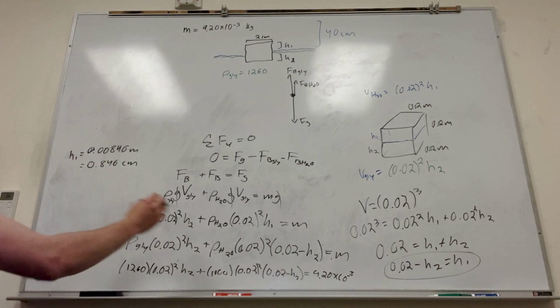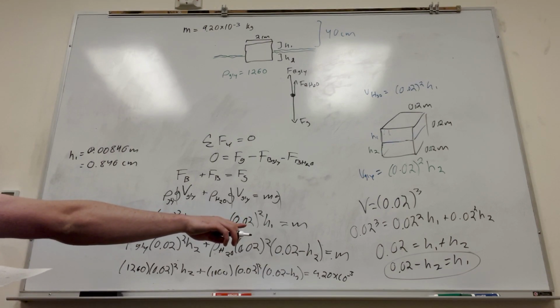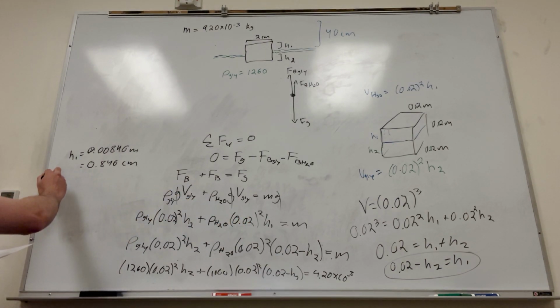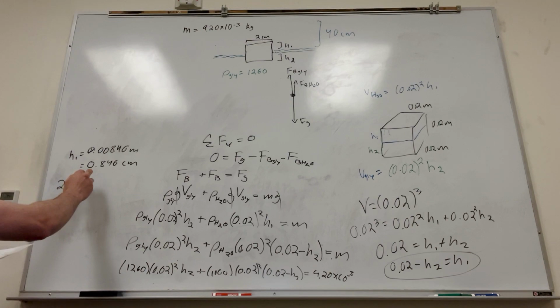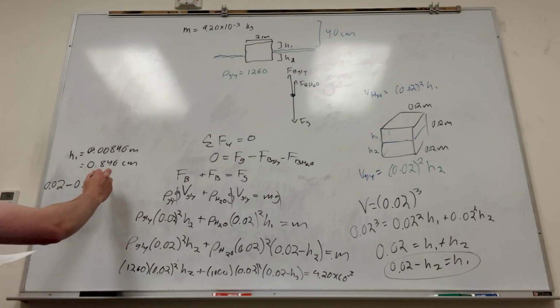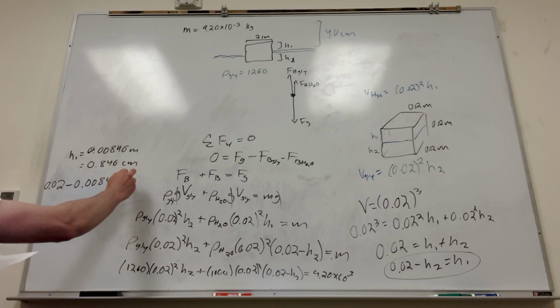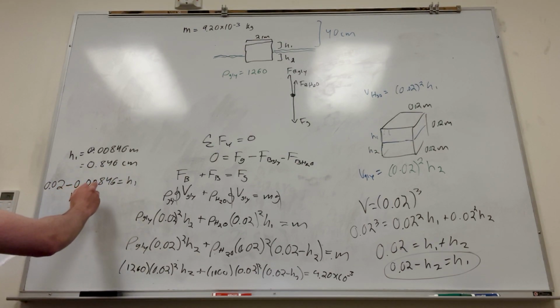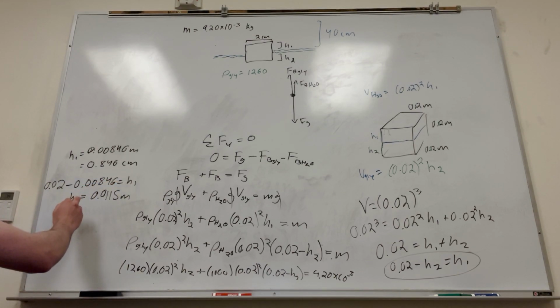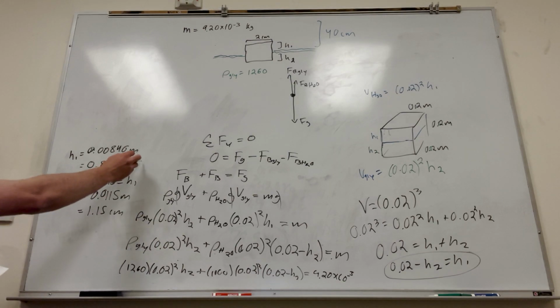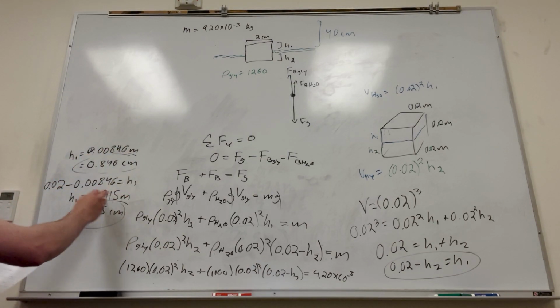So basically, if you want to, you can plug this back into this equation. So it's going to be 0.02 minus 0.00846 is equal to height 1. So height 1 is going to be equal to 0.0115 meters, or 1.15 centimeters. So now we have these 2 centimeters, right? This is not what we're asking for, though.